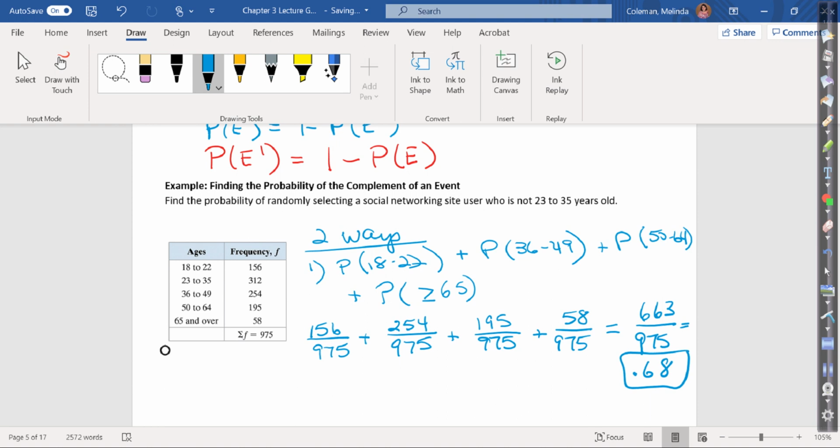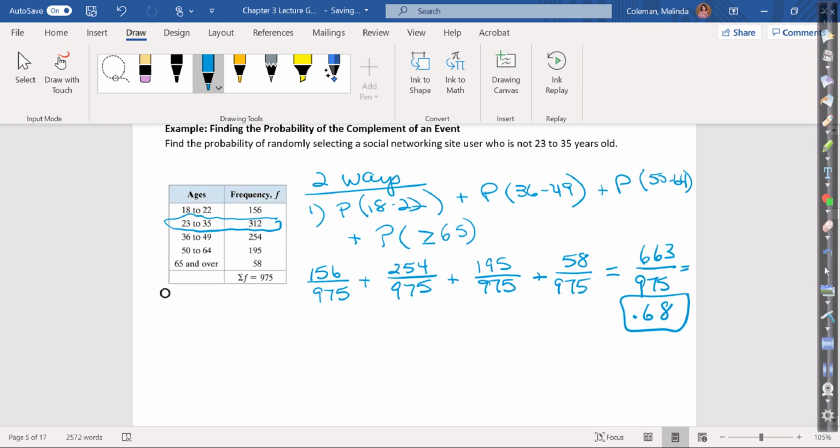So that's not terribly hard, but remember we only have 4 categories that are not the one we want. Remember, this is the one we don't want in this case. So there are 4 categories that we do want. What if there were 20 categories that we wanted and only 1 we didn't want? Well, then doing it this way could take a little longer versus the second way, which would be to say the probability that we don't pick that range.